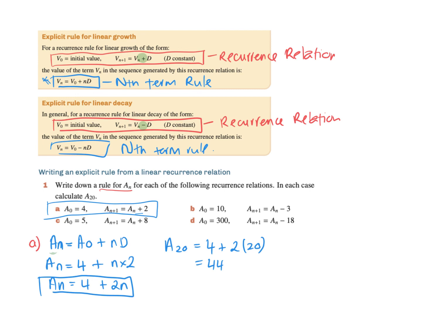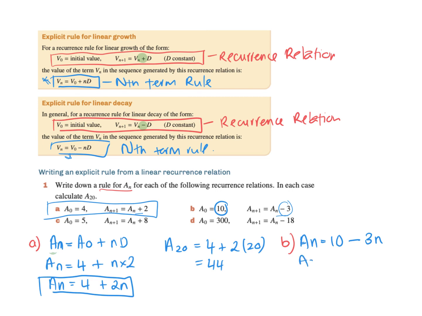I'll just do one more. I won't do all of them, but I'll do B with you. We can see it's a decay, so I'll be looking at this formula. To get the nth term, I have to write V0, which is 10 in this scenario. And then I write minus n times D. Now I can see D is 3, so it'd be 10 minus 3n. Or I could have written n times 3. You're not wrong if you write n times 3, we just like to write it like that.